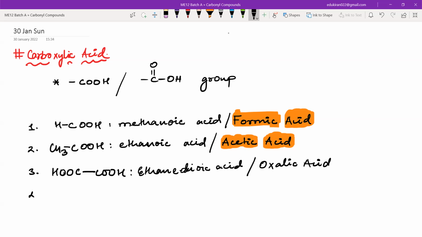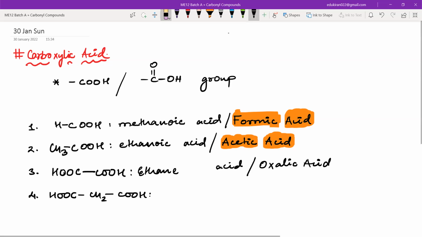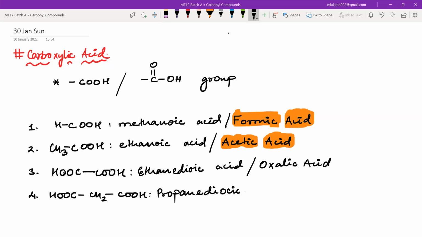Now, the one that I was telling you about was HOOC with a CH2, and there is again COOH. There are three carbon atoms. So we can write it is propane dioic acid. Or you can also write the common name, malonic acid.